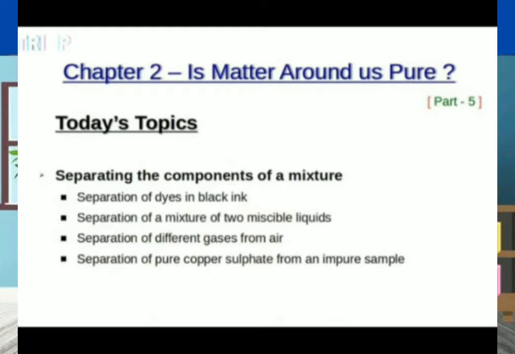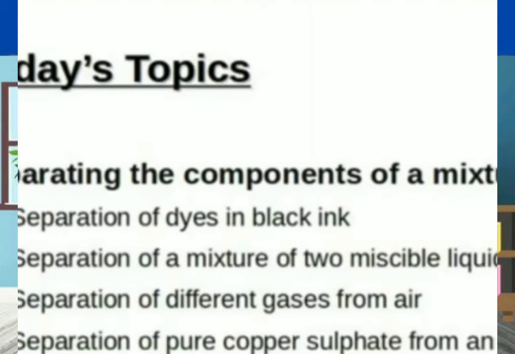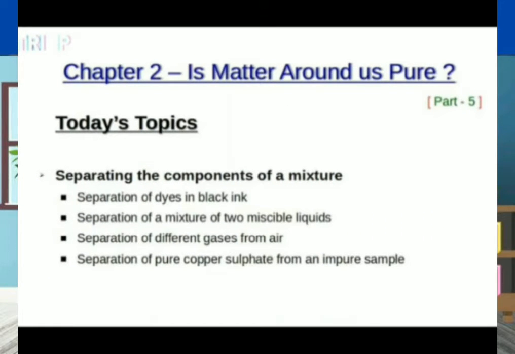Then the second one, separation of a mixture of two miscible liquids. In previous class, we separated two immiscible liquids. Here, miscible liquids. Third one, separation of different gases from air. We know that there are different types of gases in air like oxygen, hydrogen, nitrogen, etc. So, we are going to separate them.